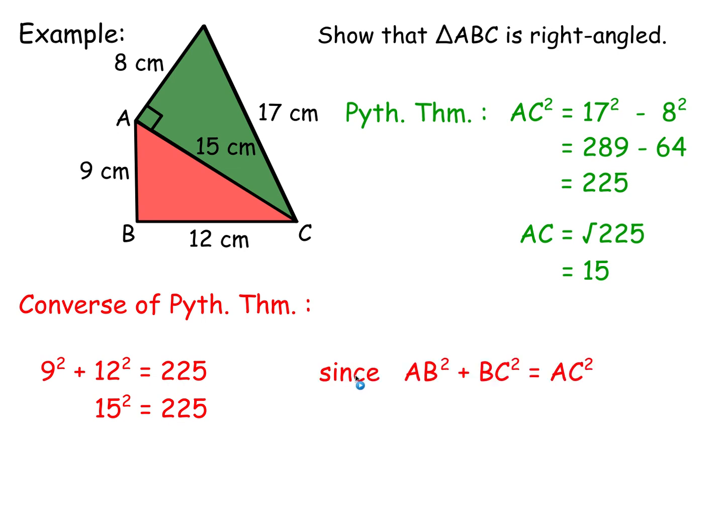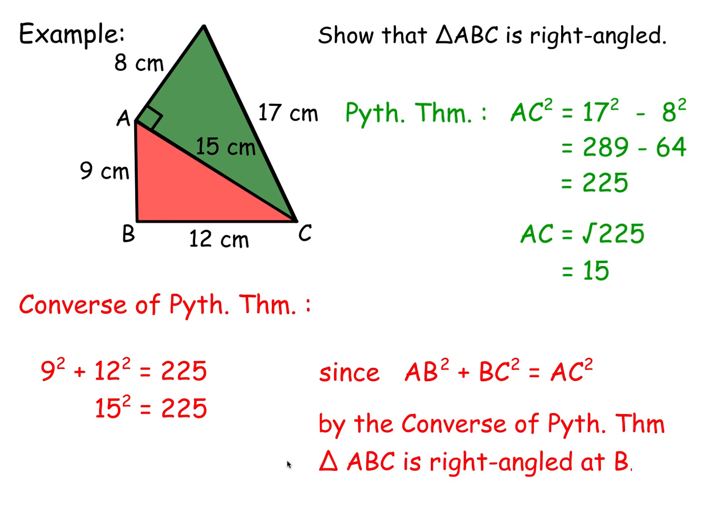Labelling the sides ABC, since 9 squared, that's the AB squared, and the 12 squared, that's the BC squared, make up the AC squared, that's the 15. So that's 9 squared plus 12 squared makes 15 squared, just using the lettering. Since this is the case, by the converse of Pythagoras' theorem, the triangle is right-angled. So that's an application of Pythagoras first to a known right-angled triangle, and then the application of the converse to a triangle here, 9, 12, 15, to show or prove it's right-angled.